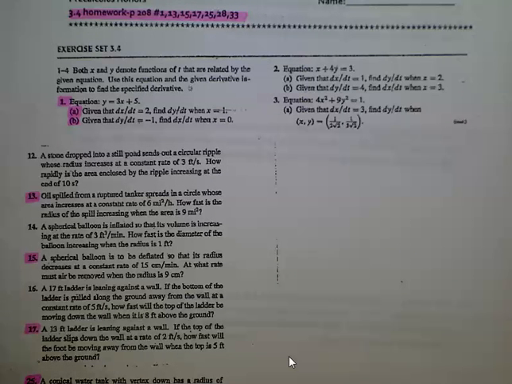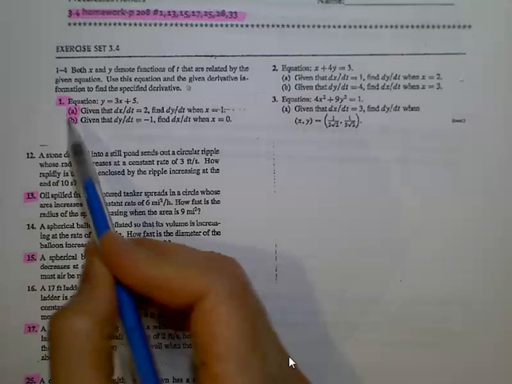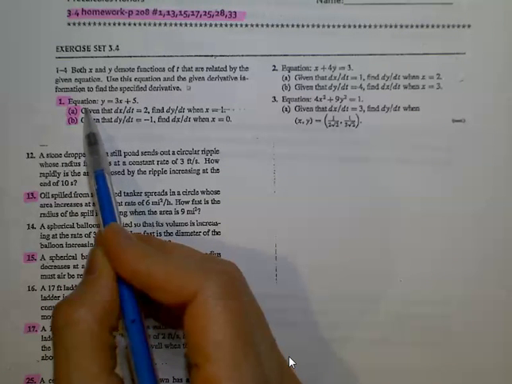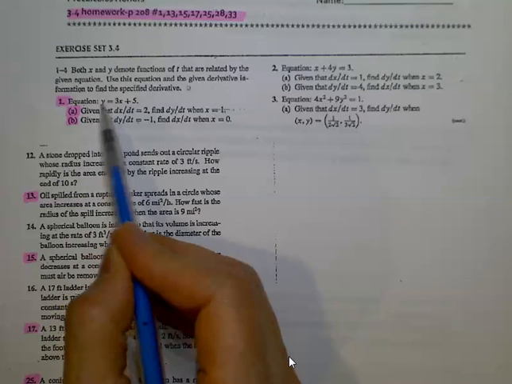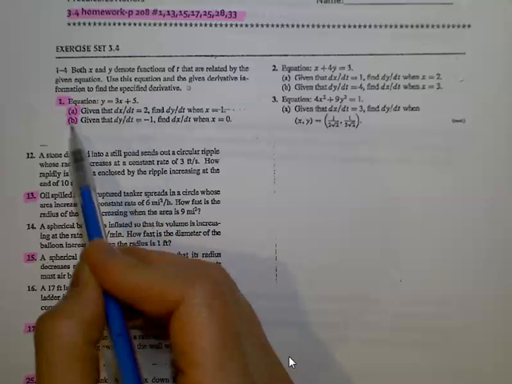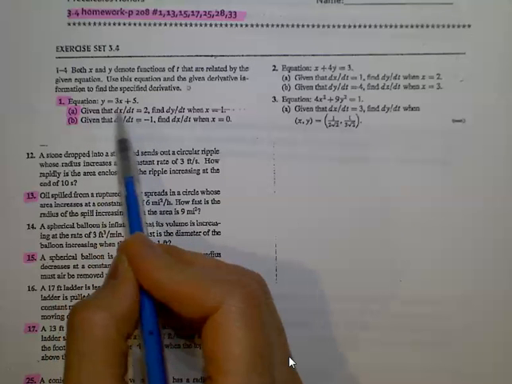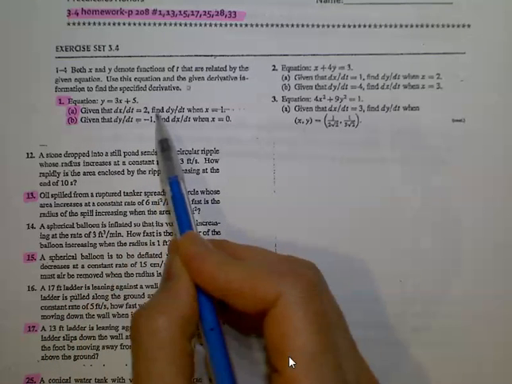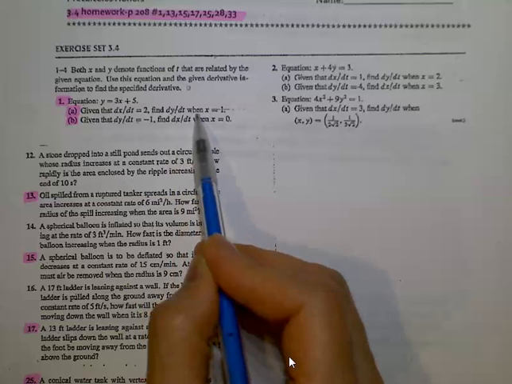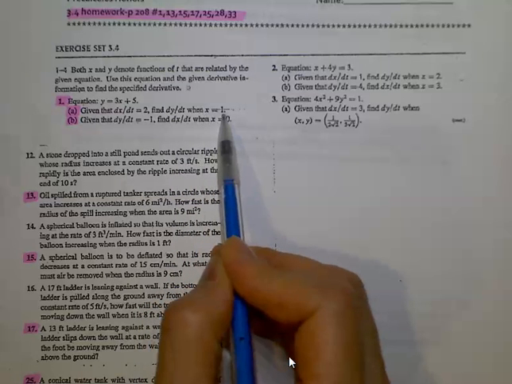This is an explanation of your homework on page 208. I'll just read through the problem first and then show you my solution. So you had problem number 1, which says that the equation is given as y is equal to 3x plus 5. In part A, you're given that dx/dt is equal to 2, and you want to find dy/dt when x is equal to 1.